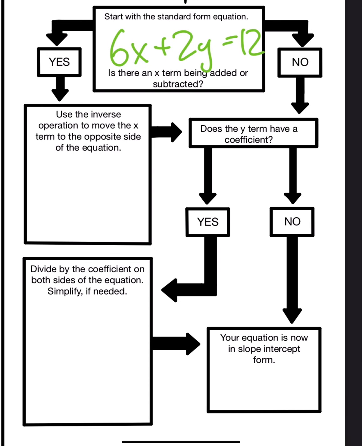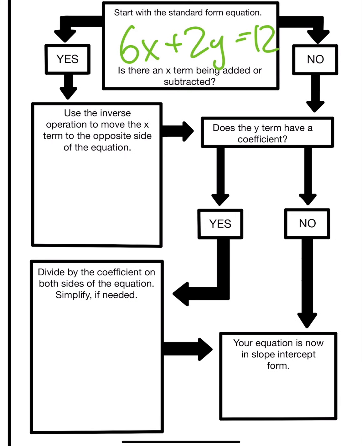Okay. So this is a flow chart. This is the note taker that we used in class. If you need to get this, come get it. But yeah, so we started at the very top here, and it says start with the standard form equation. Okay, so this is a standard form equation. We got an ax plus by equals c, where the a, b, and c are all numbers.